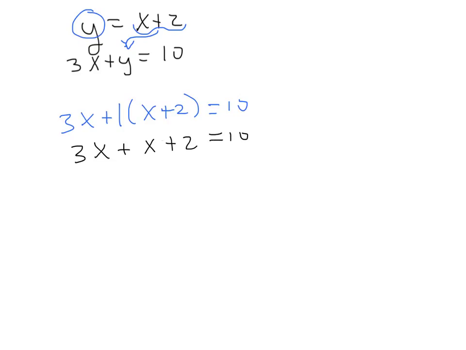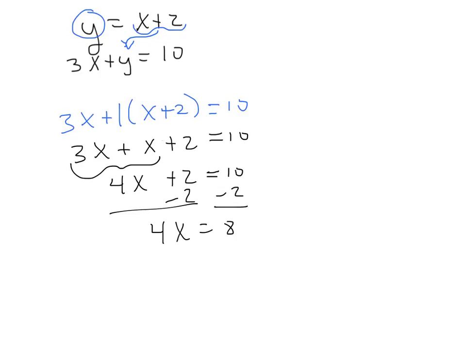Now I'm charged with combining like terms. 3x plus x is 4x. Bring down your plus 2 equals 10. Now I have a one variable equation, so I'm going to solve for x. I'm going to subtract 2 from both sides. I end up with 4x is equal to 8. I then divide by 4, and I find that x is equal to 2.